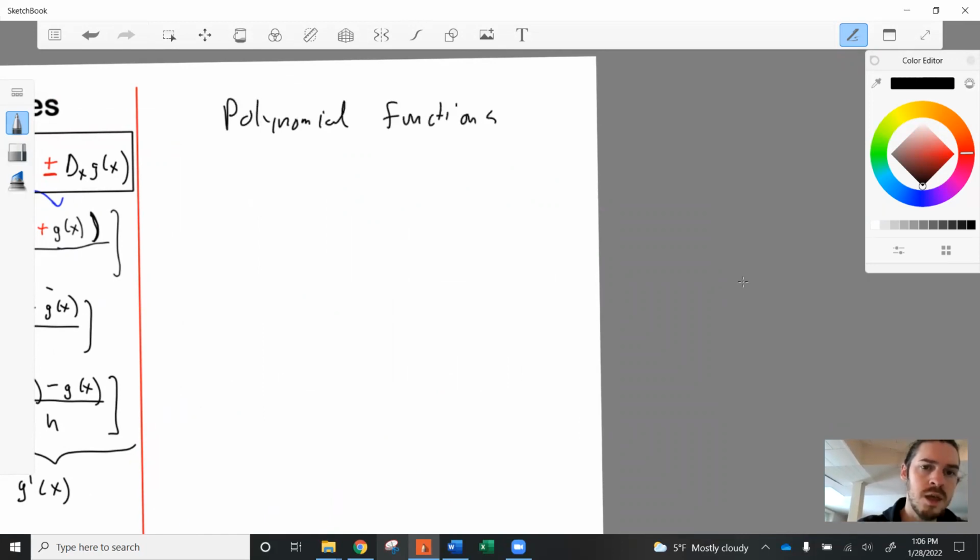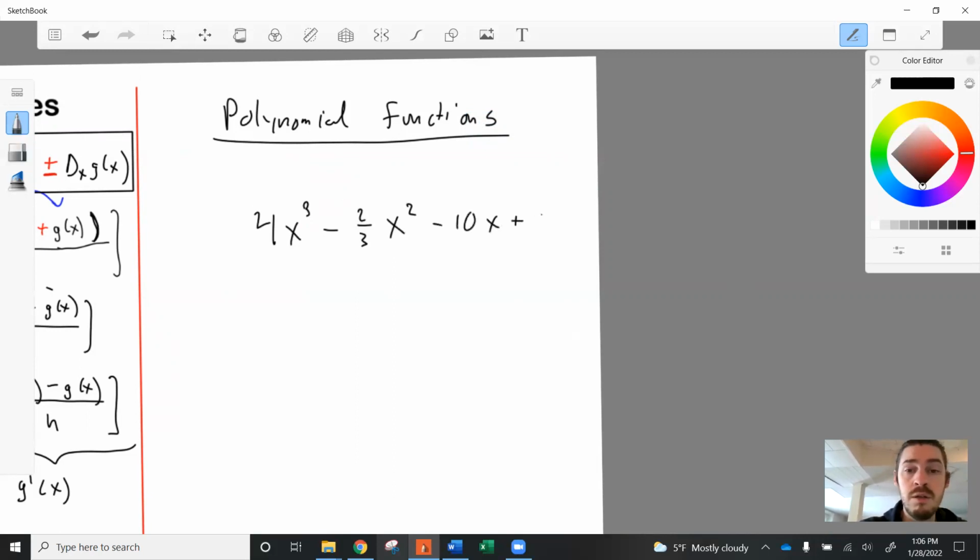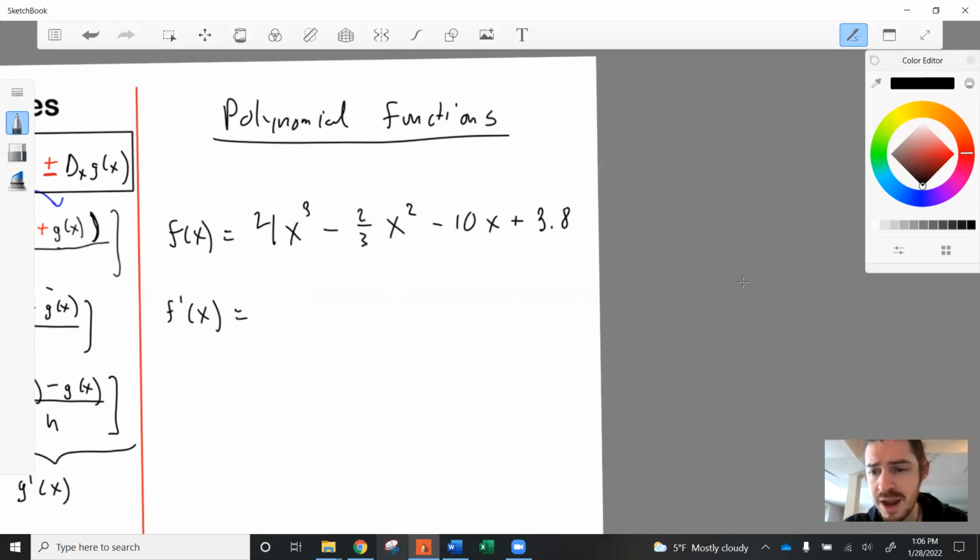So let's say you have a polynomial like 4x to the power 3 minus 2/3 x squared minus 10x plus 3.8. I made up a polynomial. Okay, let's have that be our f of x. If we want to find f prime, we want to take the derivative of this entire thing, right? Well, let's do that.